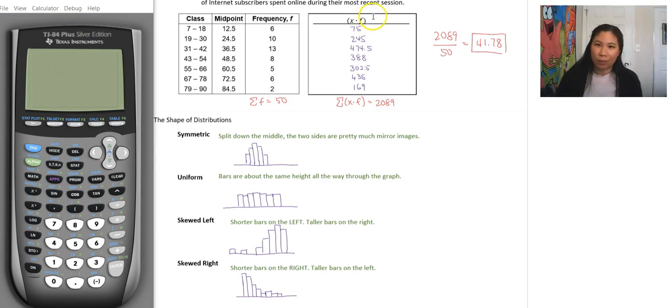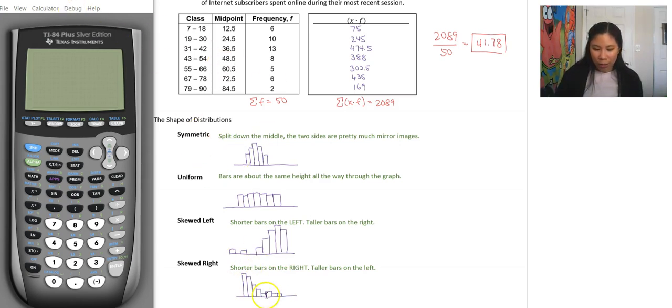The next two are skewed left and skewed right. They're basically opposites of each other. So skewed left means that the shorter bars are on the left. It means that you have fewer data points that are smaller numbers and lots of bigger numbers in your data set. So that's why the taller bars are on the right. Skewed right is just the exact opposite. So you have a whole bunch of smaller numbers because it's towards the left of the graph, but then shorter bars on the right, meaning you have fewer of the larger numbers in your data set.